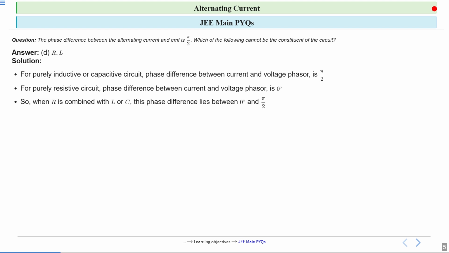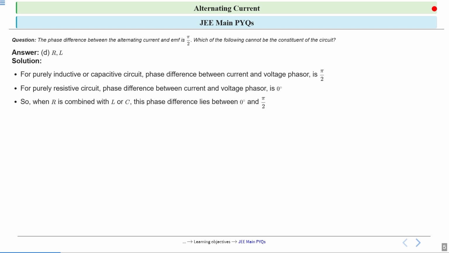Okay, so when R is combined with L or C, when a resistor is connected with an inductor or capacitor or both inductor and capacitor, the phase difference lies between 0 to pi by 2. Okay, in the case of an inductor, voltage leads the current. In the case of a capacitor, current leads the voltage. The phase difference is between 0 degrees to pi by 2. It is the magnitude of the phase difference. Okay, the phase difference can be negative.